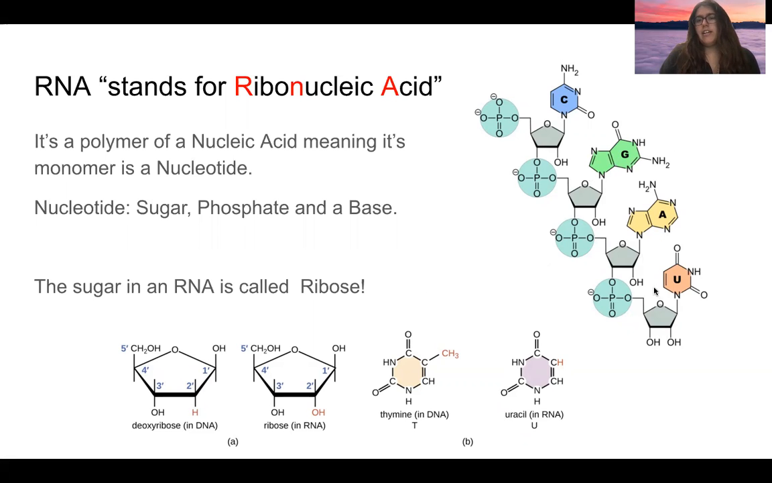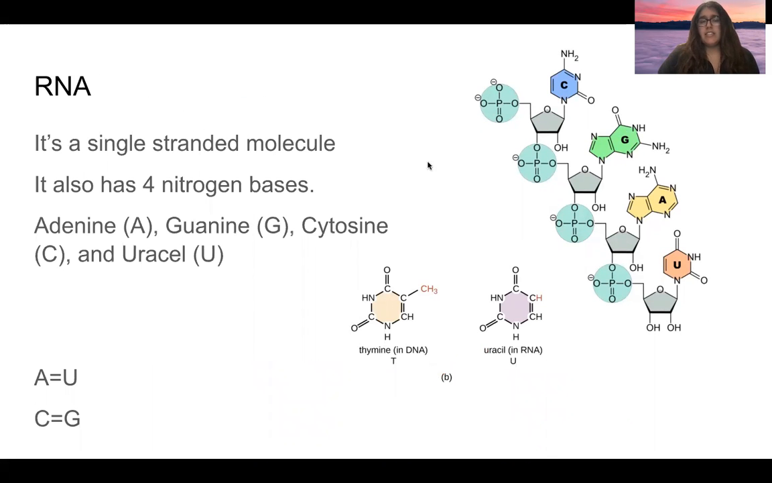Over here to the side, in the picture I have of our RNA strand, you have a phosphate, sugar, and a base. You'll notice that RNA also has 4 bases, but there's one that's slightly different. Let's go a little bit more into depth about that. RNA is a single-stranded molecule, so it will only have one strand of nucleotides put together. It also has the 4 nitrogen bases that I was talking about: adenine, guanine, cytosine, and uracil.